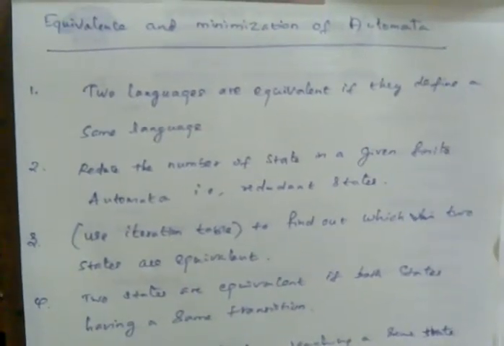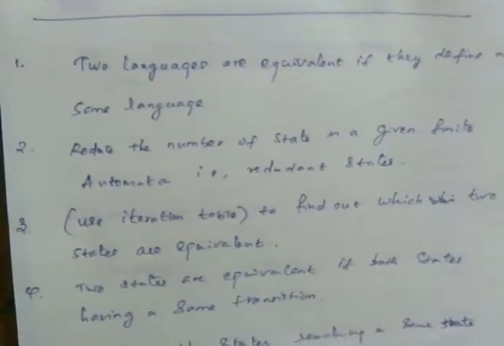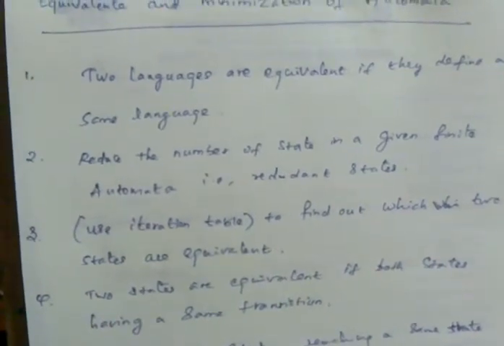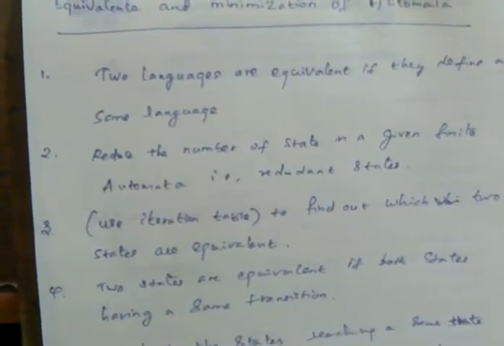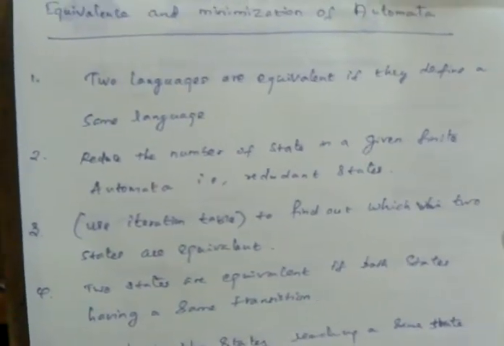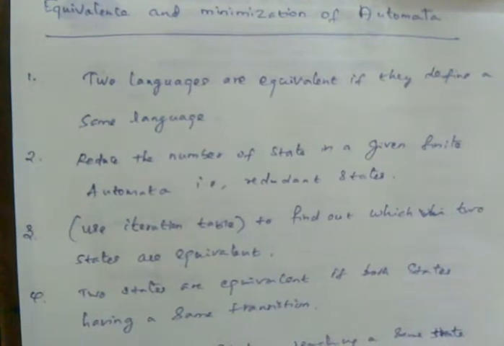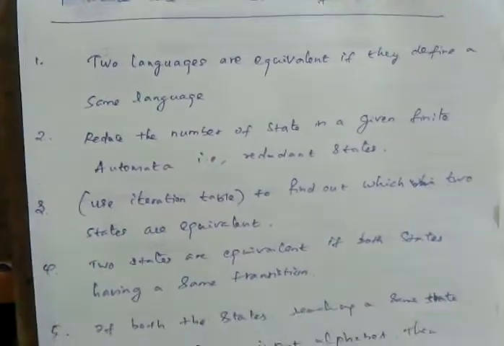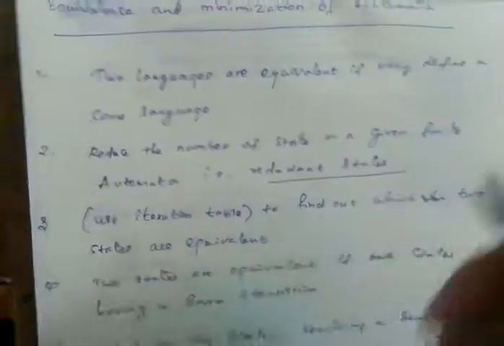Second point is to reduce the number of states in a given finite automata, that is, redundant states. So we need to reduce the states. If in a transition table we find any two states having the same transition, we consider that the two states are equal, and we delete any one state and proceed with the remaining states, because we reduce the number of states in a given automata, that is, redundant states are to be reduced.